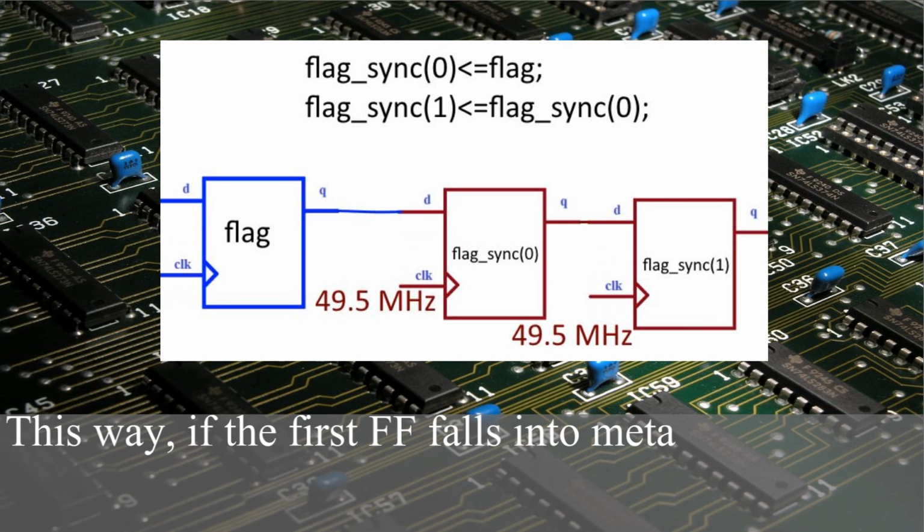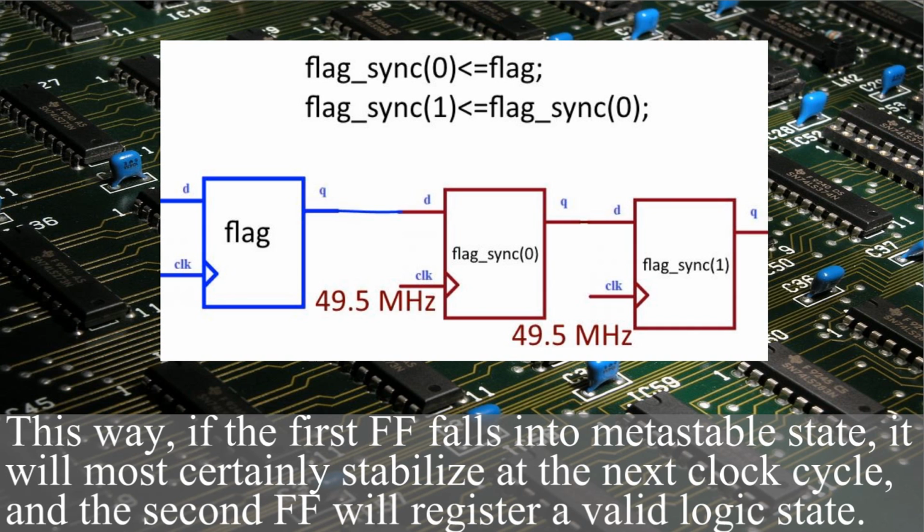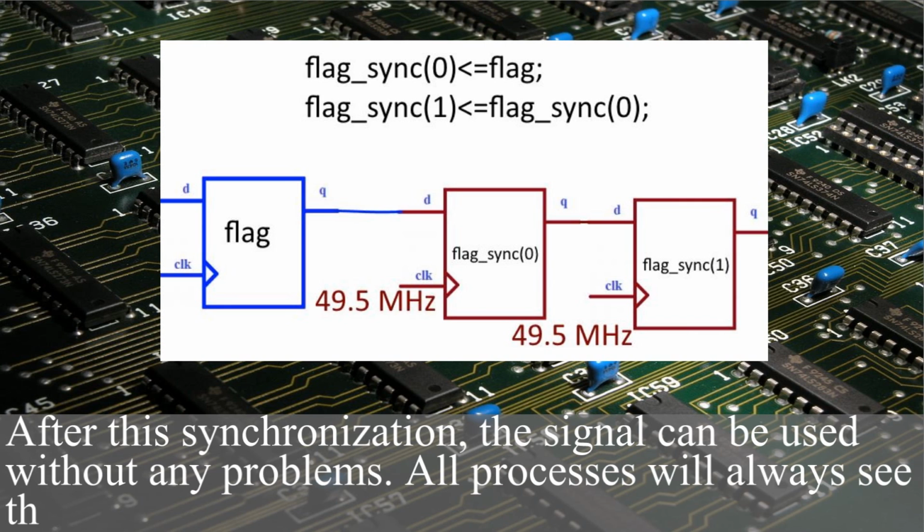This way, if the first flip-flop falls into metastable state, it will most certainly stabilize at the next clock cycle, and the second flip-flop will register a valid logic state. After this synchronization, the signal can be used without any problems. All processes will always see the same value.